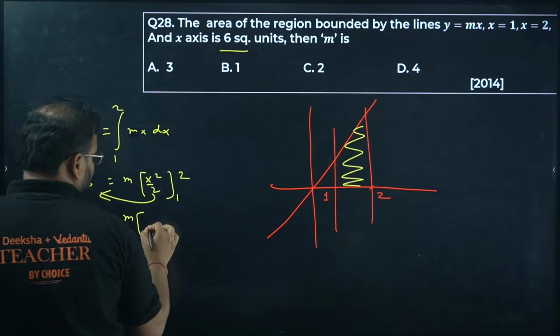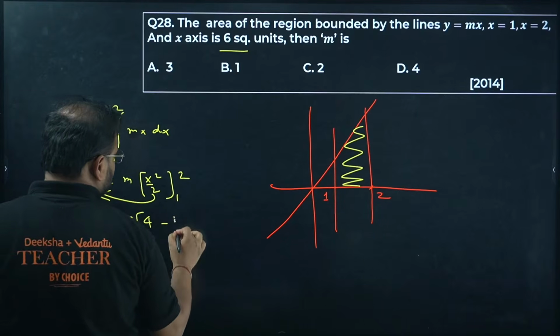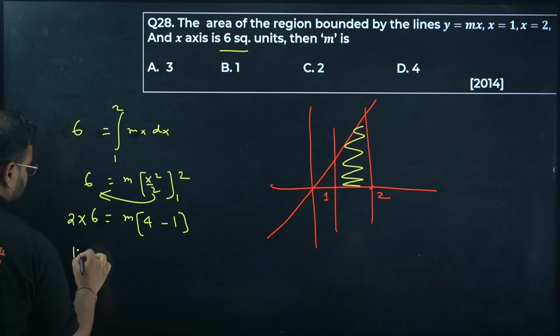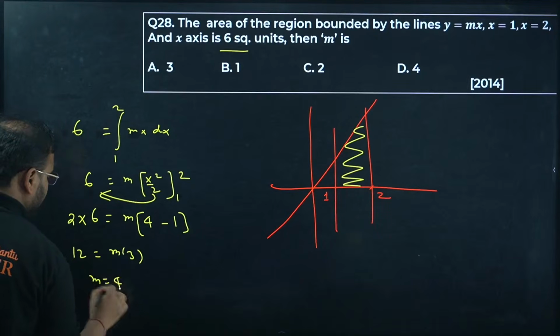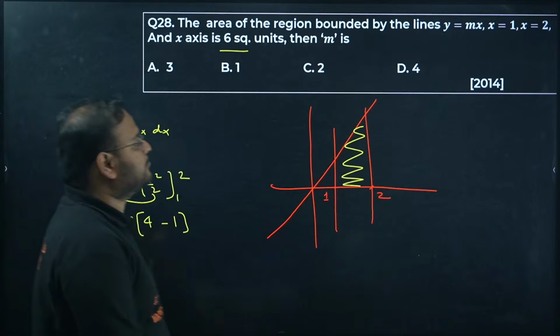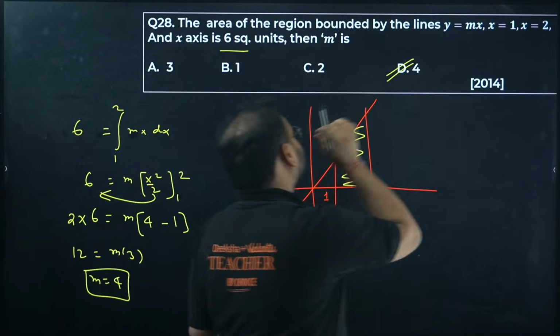It will become 2 into 6. You'll have 2 square as actually 4 and 1 square as simply 1. My answer is coming as 12, m into 3. So of course m value should be 4. Option D is right.